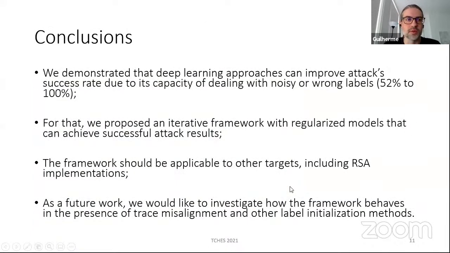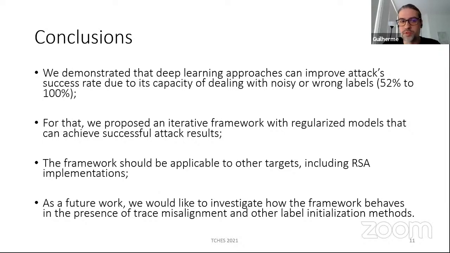So just a summary and conclusions of the work. In this paper, we propose a new supervised attack combining horizontal attack and deep learning approaches that can iteratively improve and correct the wrong bits in the private key obtained from the horizontal attack. And we observed that regularized neural networks are the key to do this.